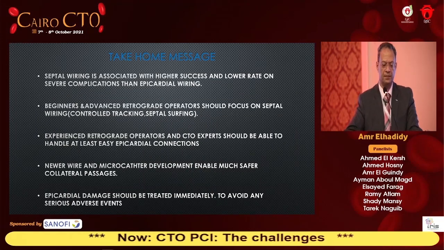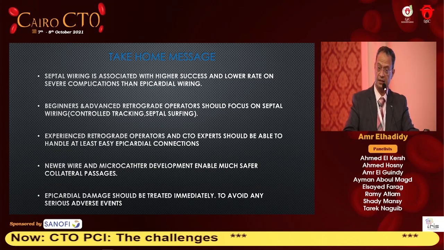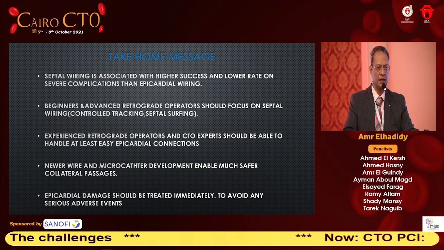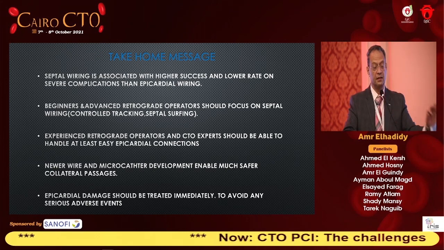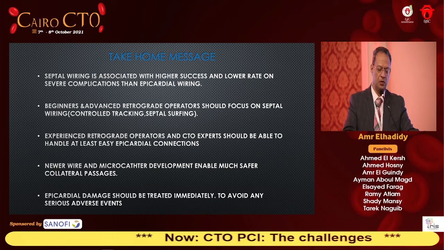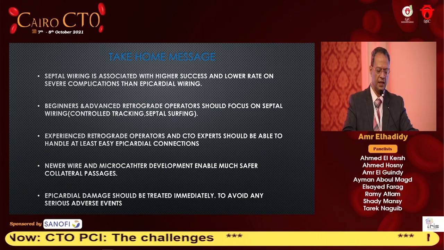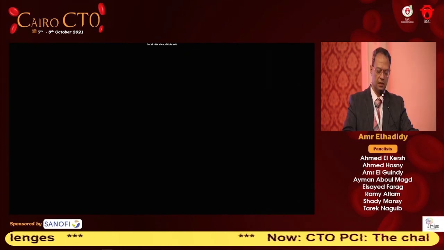So my take home message: it is very important to have septal wiring, which is associated with higher success and lower rate of complications than the epicardial one. As you saw in the pyramid, the beginner and advanced retrograde operators should focus on septal wiring. Definitely it is safer than the epicardial one. And you need to have wires like SU03, it's not new now, that can go cautiously through these epicardial collaterals. And you need to have your equipment to avoid the complications. Thank you.